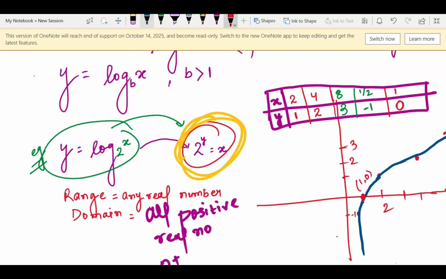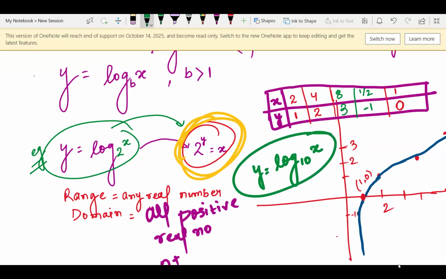नो मैटर तुमने कौन सा बेस लिया है, बेस हैज टू बी बिगर देन 1. अगर तुमने बेस 10 ले लिया है और ये फंक्शन लिया है तो इस लॉगरिदमिक फंक्शन का ग्राफ भी एक्स एक्सिस को 1,0 पे ही टच करके निकलेगा. एक बार सोच के देखो, जैसे ही हम x 1 लेंगे y हमारा 0 आ जाएगा। क्यों? जैसे ही हमने x 1 लिया, बेस कुछ भी हो, हम इसे इस तरीके से लिख पाएंगे that 10 to the power y is 1, yes or no? Yes.